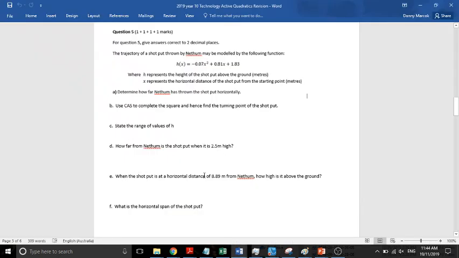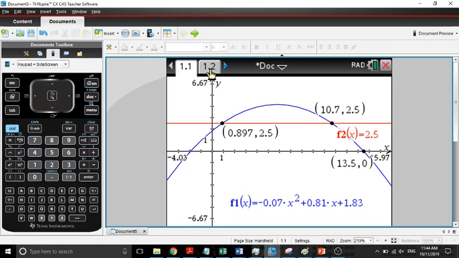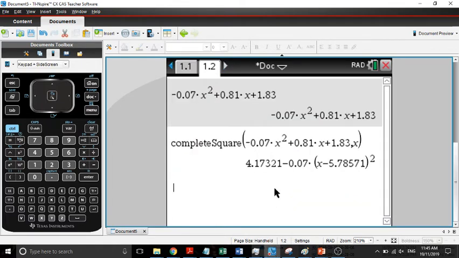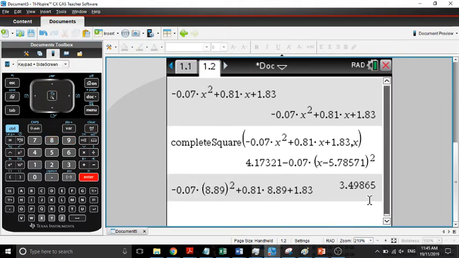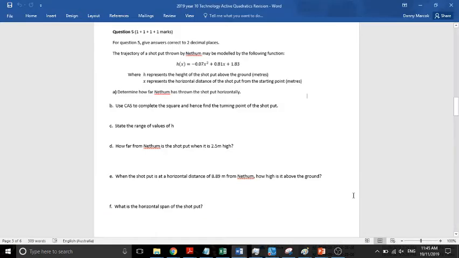When the shot put is horizontally 8.89 meters away, how high is it above the ground? So we're going to find the height somewhere around here. Let's have a look. What we do is we take this, and instead of x we put in 8.89, and over here 8.89. And we end up with 3.49, so 3.5 meters high.